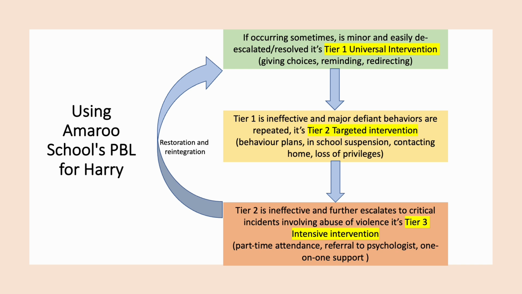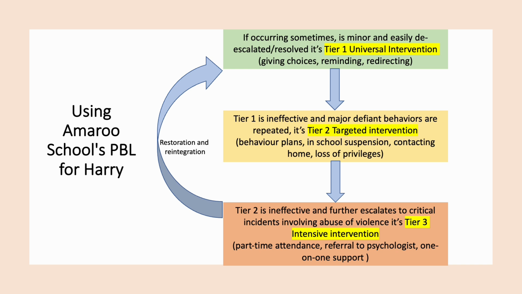If universal intervention in Tier 1 appeared ineffective and Harry was repeatedly exhibiting major defiant behaviours, Harry would require Tier 2 targeted intervention. Actions and logical consequences to support this could include behavioural plans, support for Harry's teachers in the classroom, in-school suspensions, contacting Harry's home, loss of Harry's privileges, or alternate programs such as a social skills program.